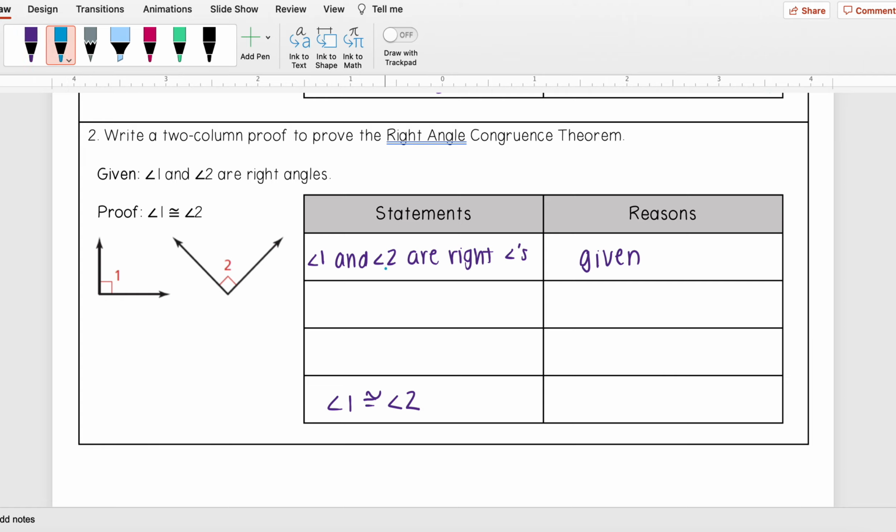My first step is I'm looking at what I'm given. Remember, I want to use my definitions to maybe create equations or do whatever it tells me in that definition. And I know the definition of a right angle means that angle 1 and angle 2 are equal to 90 degrees. So I'm going to write that. This means that the measure of angle 1 is equal to 90 degrees, and the measure of angle 2 is equal to 90 degrees. My reason for that is the definition of a right angle.